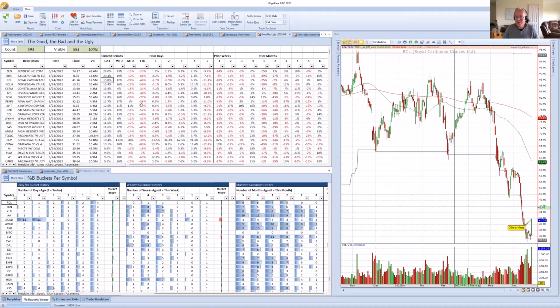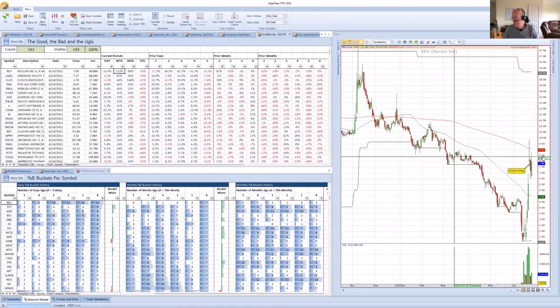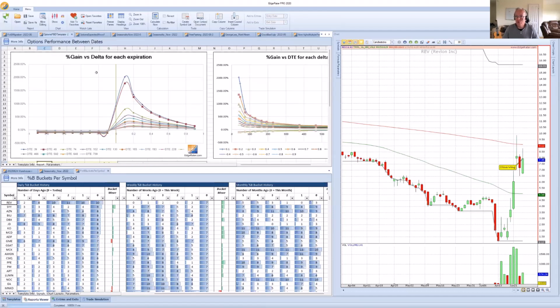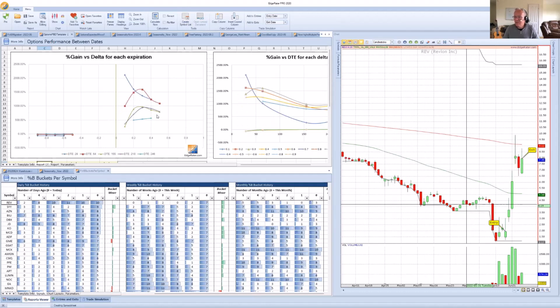You can see the bar on Friday was quite big. If we look at week to date and sort by week to date, you can see that Revlon was up 113%. Out of interest, you can find out what the options did in those cases. So you have your options performance between dates report up, and you can just draw a line on the chart from one point to another, wait a couple of seconds, and it will go out and grab the starting price and the ending price of all of the options.